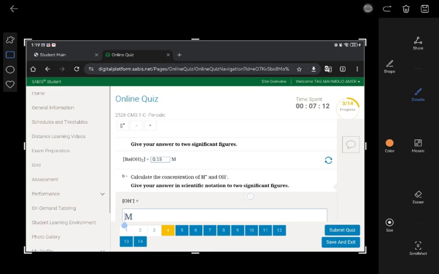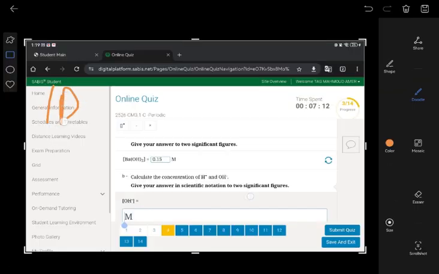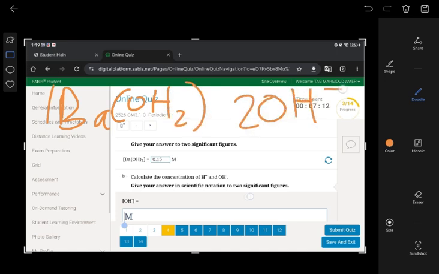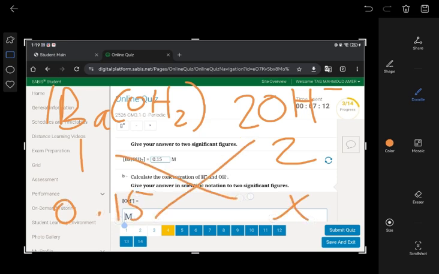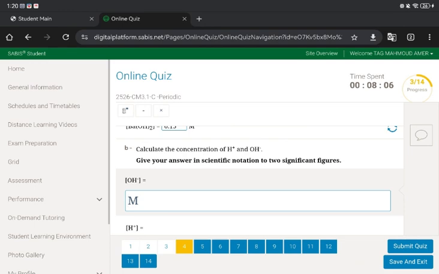So if 1 Ba(OH)2 gives you 2 OH minus, then 0.15 gives you x. Cross multiply, it's 0.3. 0.3 is, in scientific notation, 3.0 times 10 to the power of negative 1.